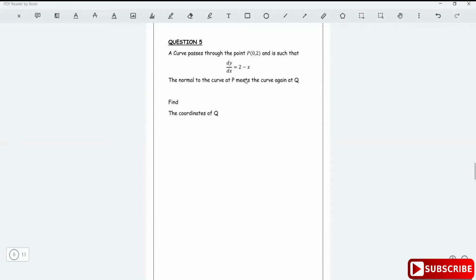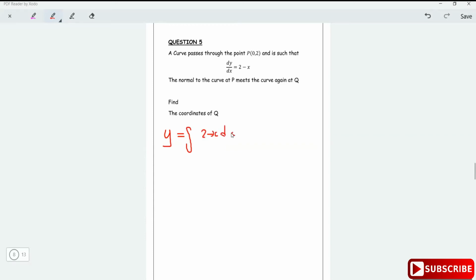First thing is we need to find the equation of the curve. So if this is dy/dx, we can write down that y is equal to the integral of dy/dx. So y is the integral of 2 minus x dx. When we integrate 2 minus x, we get 2x minus x squared over 2, plus some constant of integration, c.